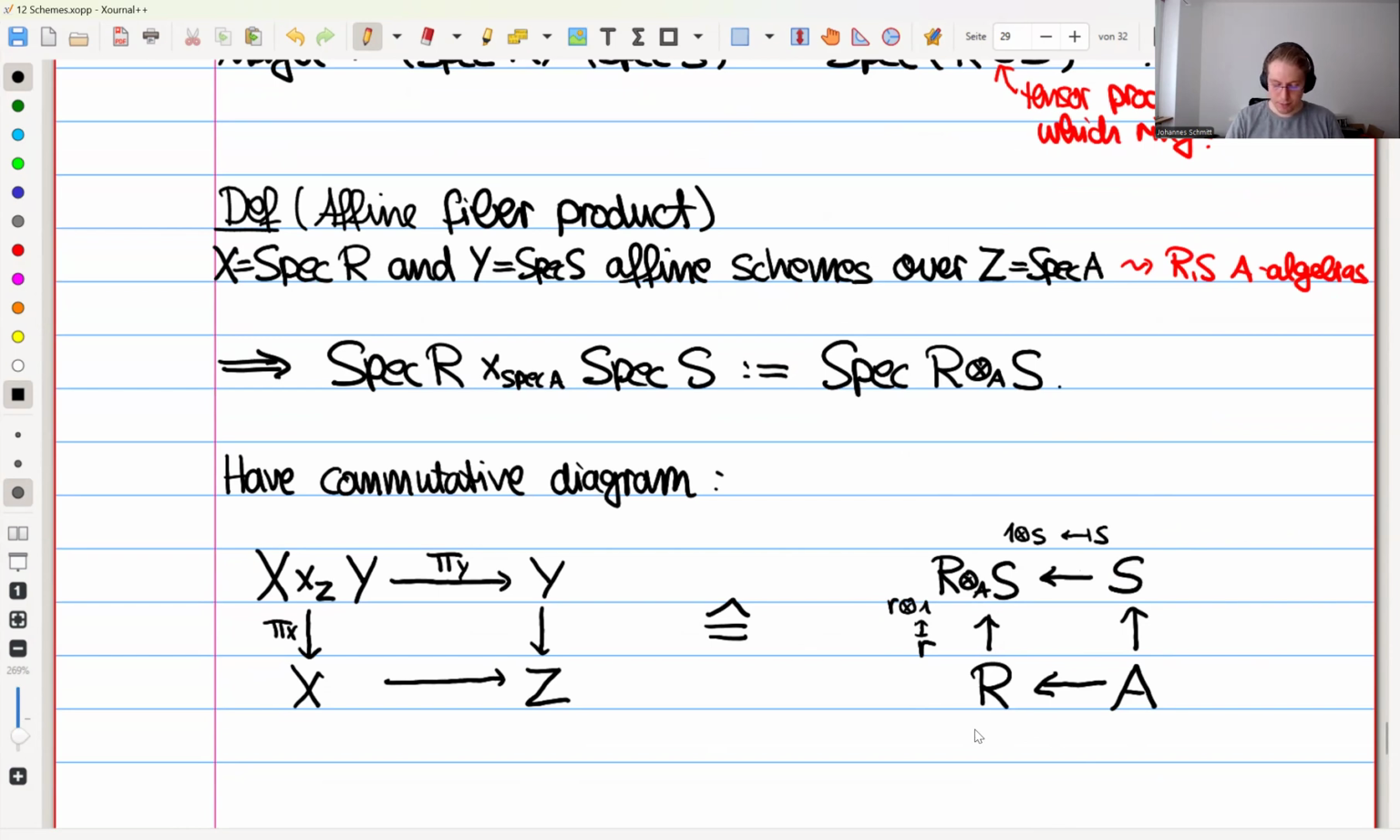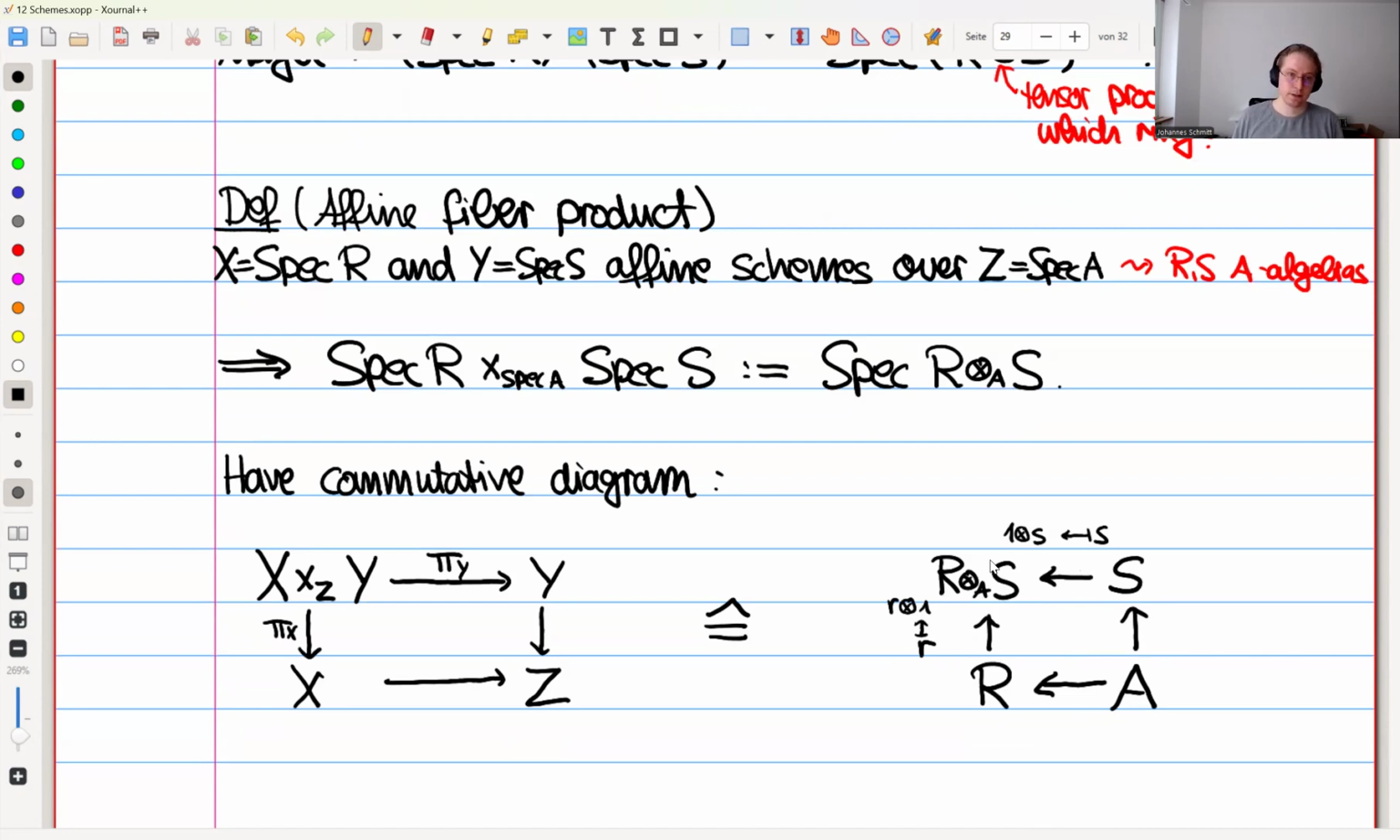And kind of by definition, this is one of the properties of the tensor product, where we have maps here from R and from S, which just send R to R tensor 1, like this, like this. And then exactly the fact that we take the tensor product over A here guarantees us that this here is a commutative diagram of rings.